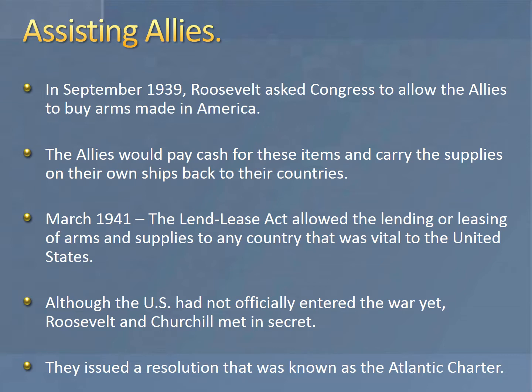In March 1941, the Lend-Lease Act allowed the lending or leasing of arms and supplies to any country that was vital to the United States, places like Great Britain, obviously a big one, so that we could protect our interests around the world as well. Although the U.S. had not officially entered the war yet, Roosevelt and Churchill met in secret, and they issued a resolution known as the Atlantic Charter, which we talked about in the vocab preview. This was a resolution saying that the countries of the world are open to free trade, and that countries have a right to pick their own government.